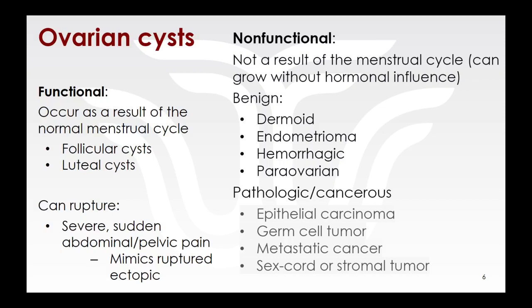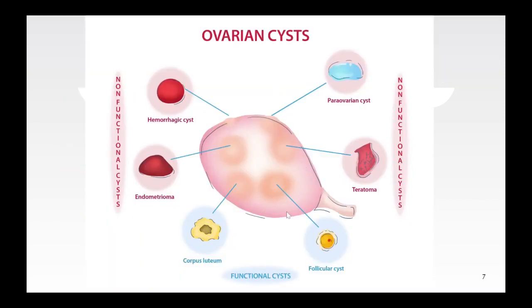Okay, so non-functional cysts can just grow or happen randomly. So they are not a result of the menstrual cycle, right? And so they are not under any hormonal influence. And we will go through each of these individually. There are a group of benign non-functional cysts, and there are a group of pathologic or potentially cancerous lesions, masses.